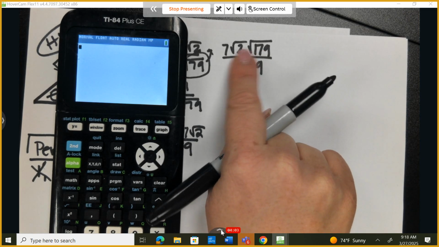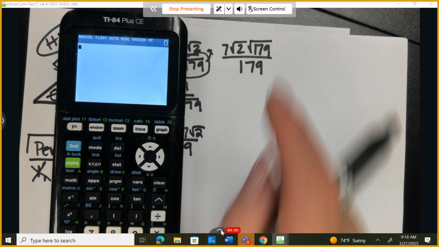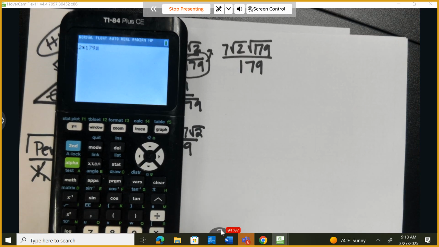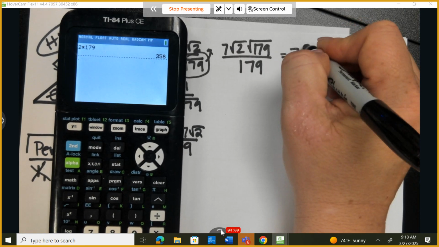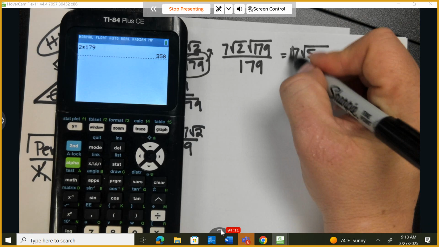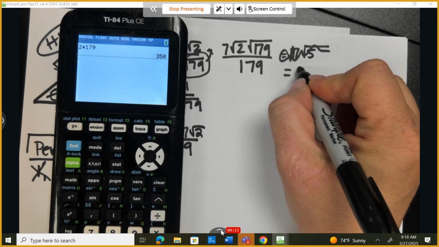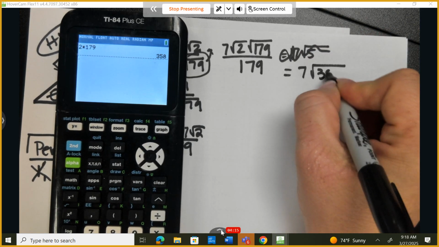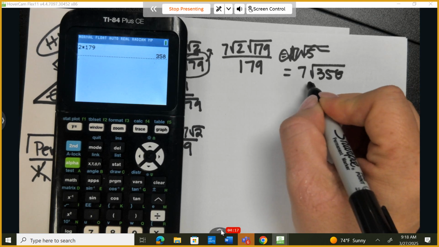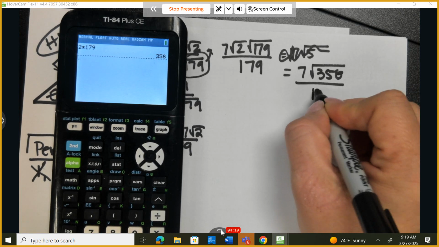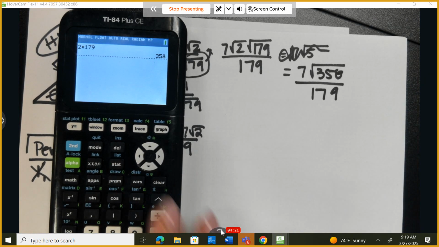I'm going to multiply values that are in the similar form. So 2 times 179 is going to be... I wrote that wrong... 358. Please pick up your calculator right now, and we're going to see, can I break down 358?